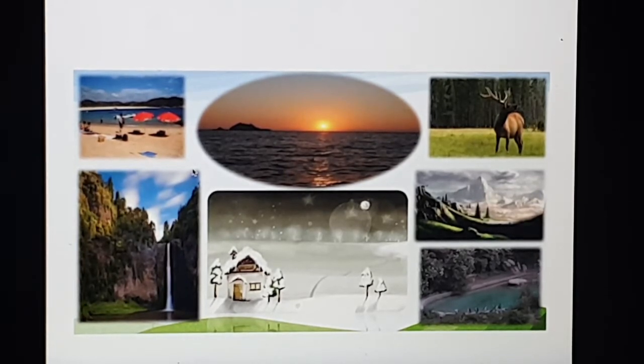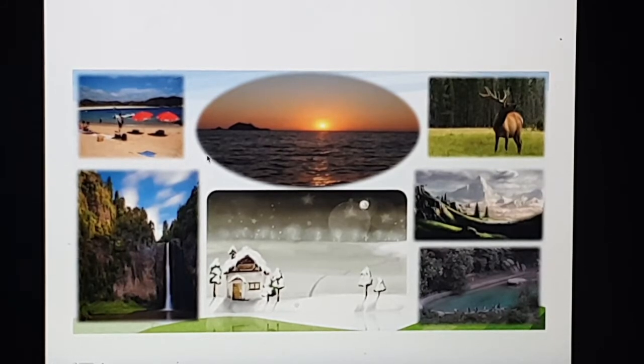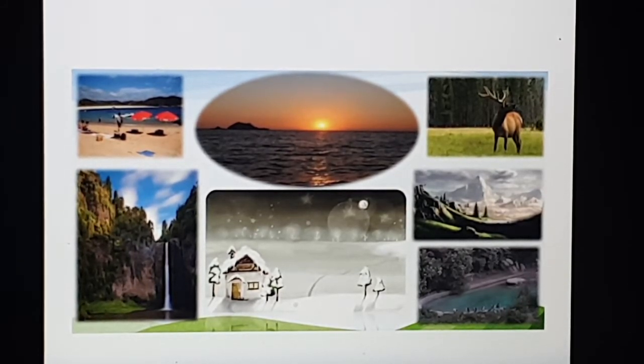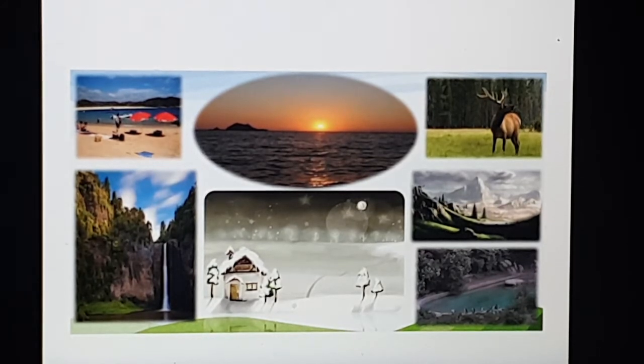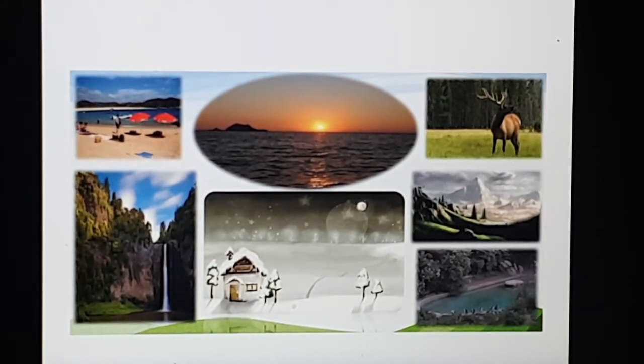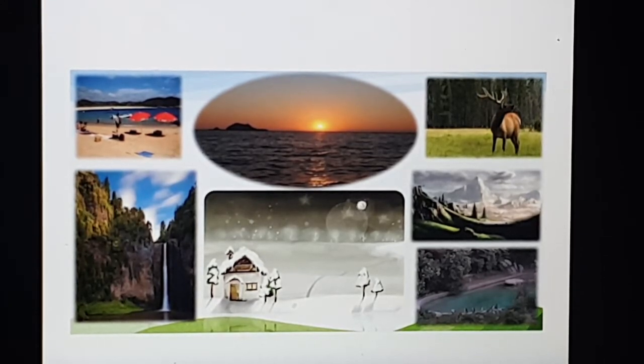So, here you can see there are so many pictures. Just observe them carefully. See what each picture is trying to tell us. And if you observe it very carefully, you can see that each of these pictures is telling us something. There is so much to talk about in this picture.